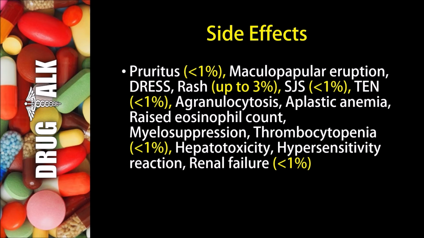Up to 3% of patients may experience a rash. SJS or Stevens-Johnson syndrome may happen less than 1% of the time, as well as toxic epidermal necrolysis or TEN. That may also happen less than 1% of the time. Some patients may experience agranulocytosis, aplastic anemia, or a raised eosinophil count. Myelosuppression is a possibility, as well as thrombocytopenia. This may happen less than 1% of the time. Hepatotoxicity or liver toxicity, a hypersensitivity reaction, as well as renal failure or kidney failure. This may happen less than 1% of the time as well.